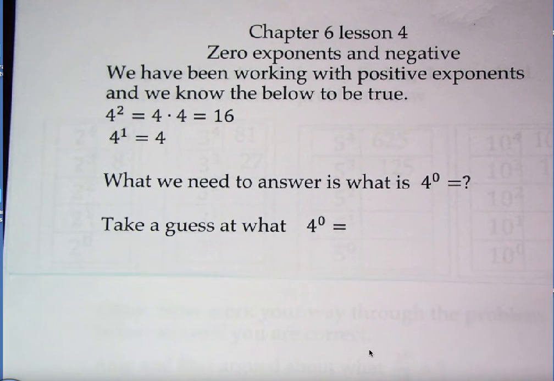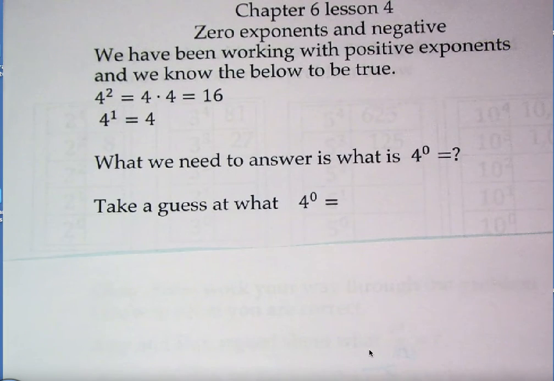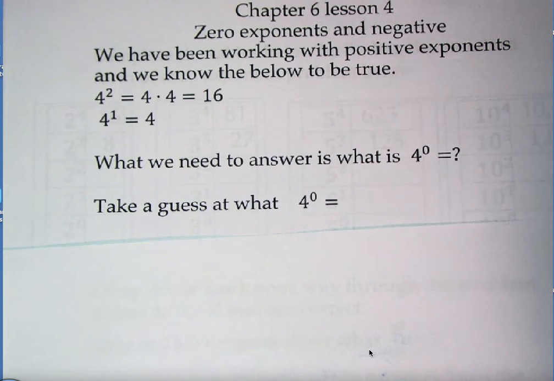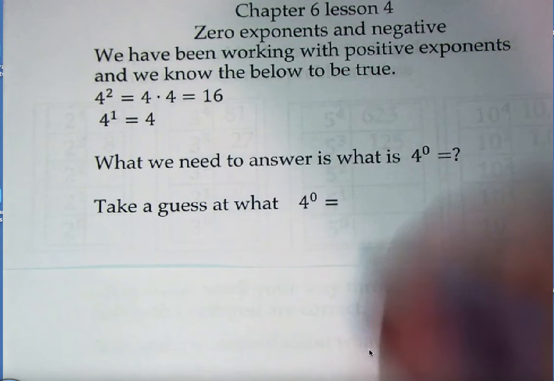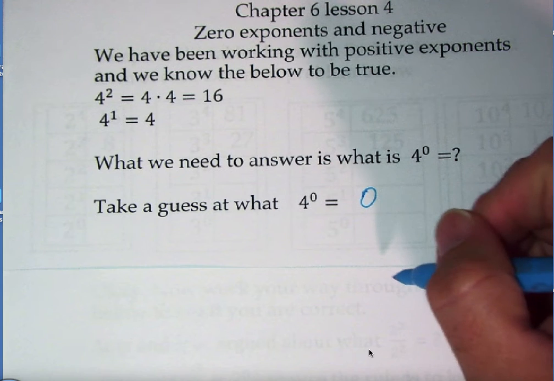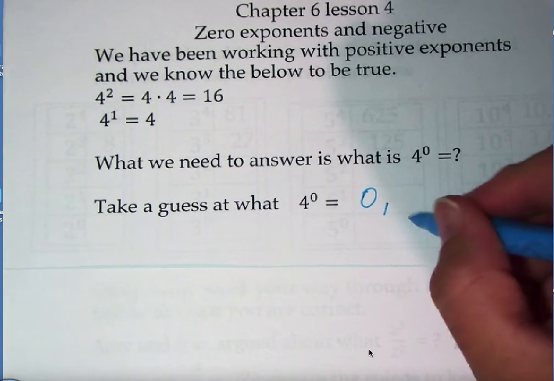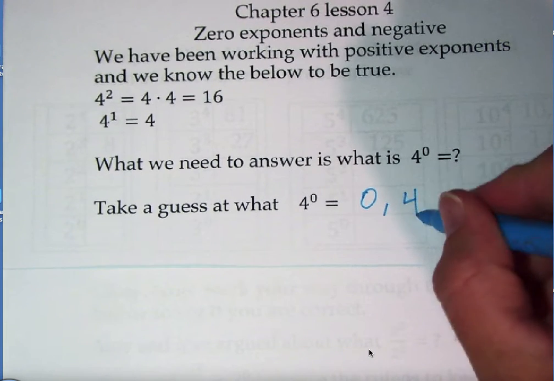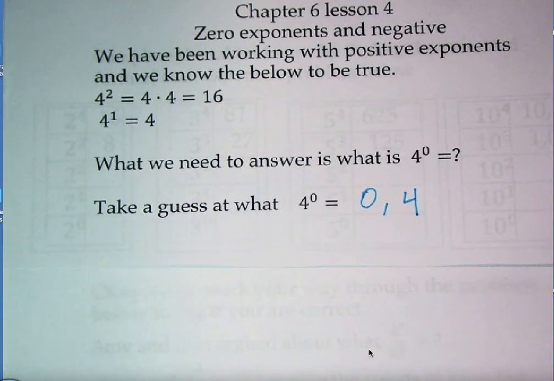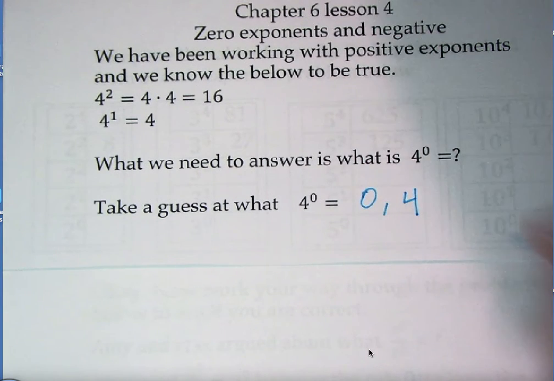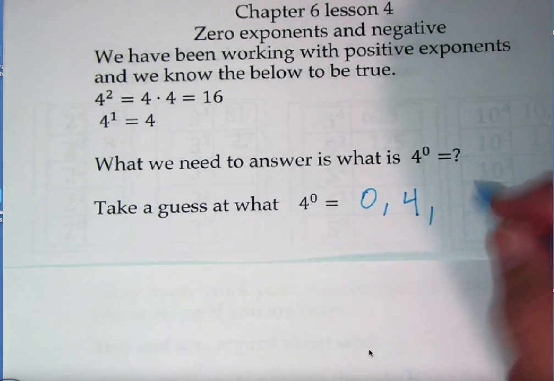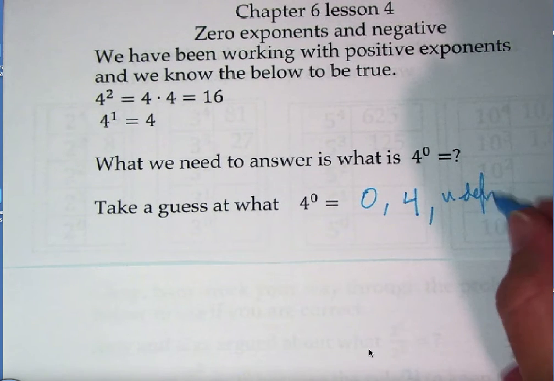Okay. So what do you think 4 to the 0 might be? It's always a great way, just guessing, seeing what we think. In class, a lot of people think it could be 0, right? Maybe it is, 0 copies of 4. Some people say 4. And I say that's a great guess. We're just guessing, right? Some students say undefined, like it's not possible, right? We've seen undefined.